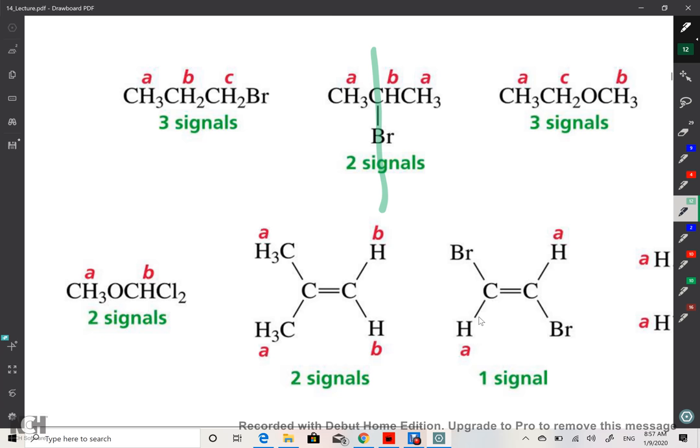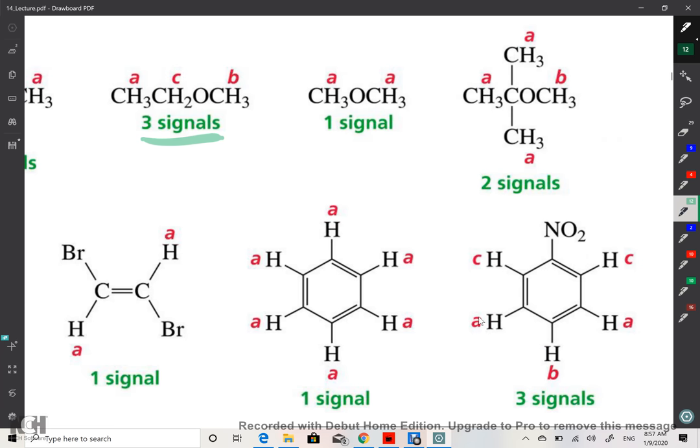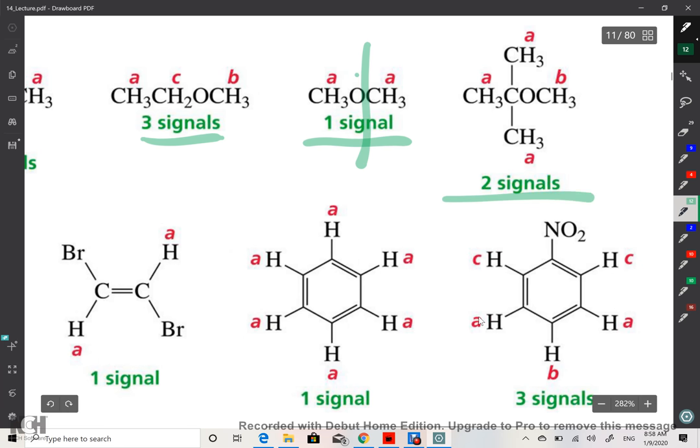Now, the third one, we have three signals: A, B, and C. You understand why, right? They have different chemical environments, so the NMR will show you three signals. Over here, the NMR will only show you one signal because of that symmetry. Down here, the NMR will show you two signals.